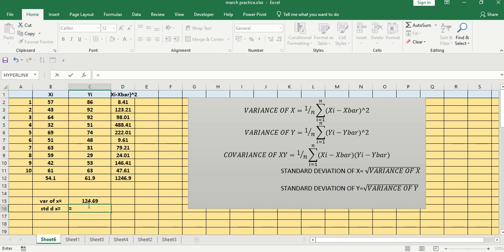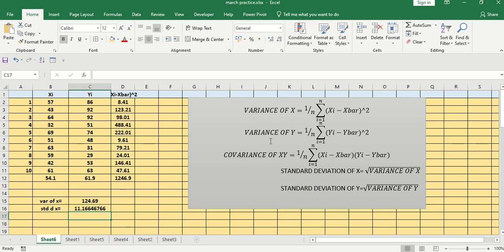Start with the equal sign, write the square root, sq, select the square root, double click, square root of the variance, that is our variance, then close the bracket and click enter. That is the standard deviation of x.